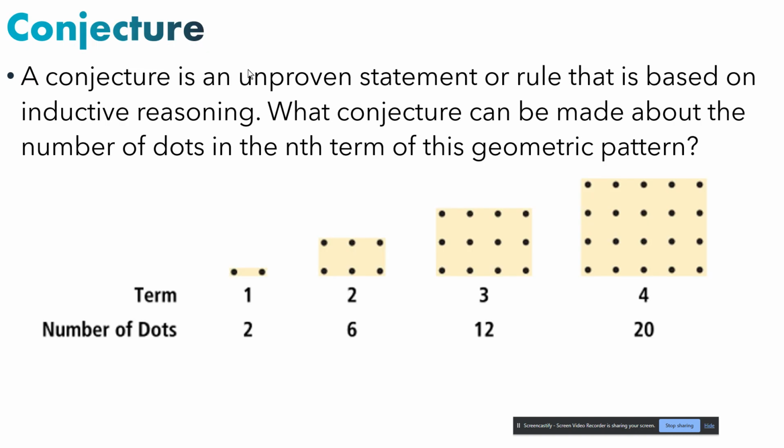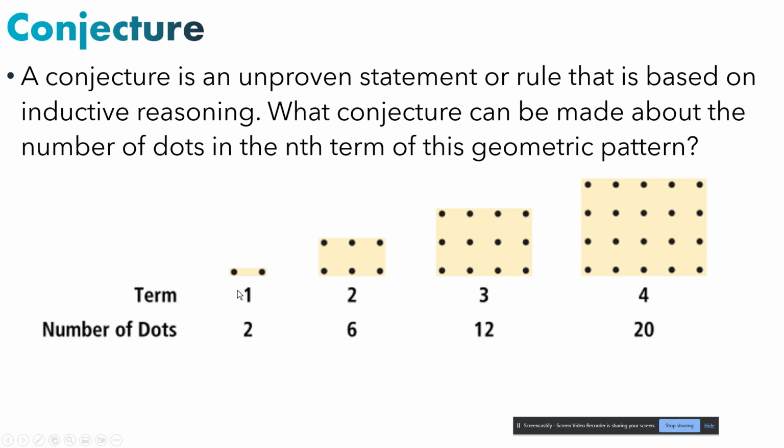All right. So, conjecture. Here's the definition of a conjecture. A conjecture is an unproven statement or rule based on inductive reasoning. So again, a conjecture is an unproven statement or rule that is based on inductive reasoning. What conjecture can be made about the dots in the nth term of this geometric pattern?